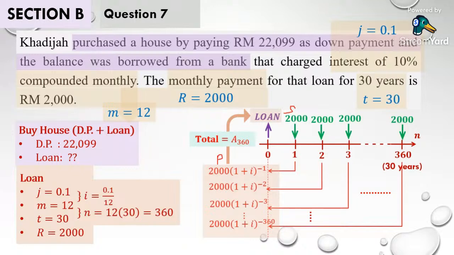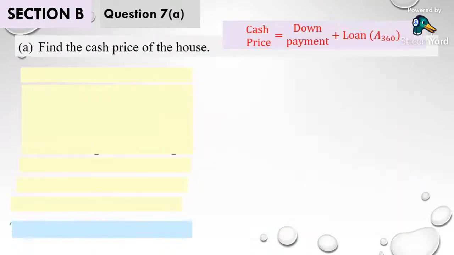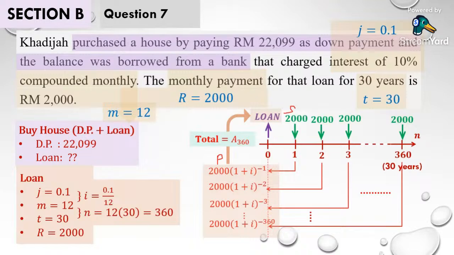The A 360 here is actually, if you realize, we total up all this that I highlighted in pink here by using the idea of geometric progression formula. If you ever realize, when you total up all this value here, it is as if we total up a geometric progression from T1 all the way until T360 for a GP where the R is 1 plus I to the power minus 1.